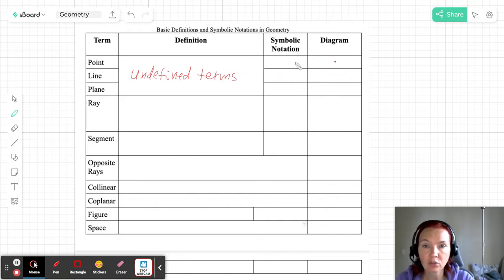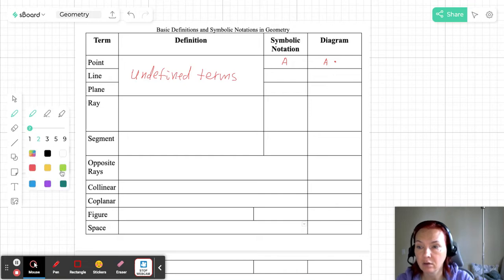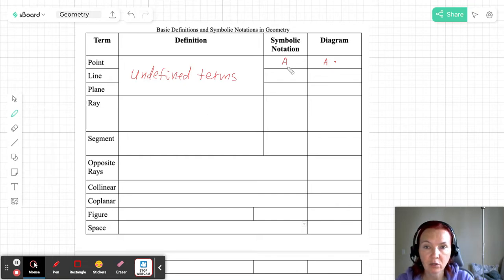Symbolic notation for a point is just the name of the point. So if my point is named A, this is the name of the point, and symbolic notation is a name, a capital letter. So make sure that when you're labeling your points, they should be capital letters.